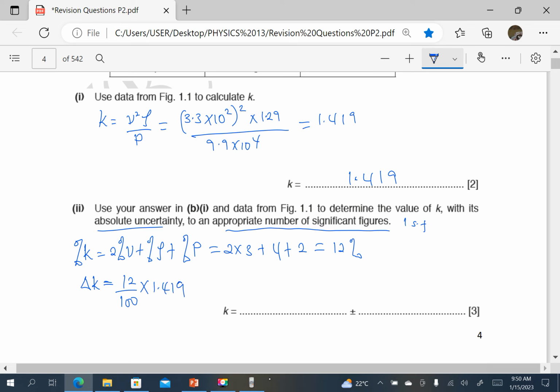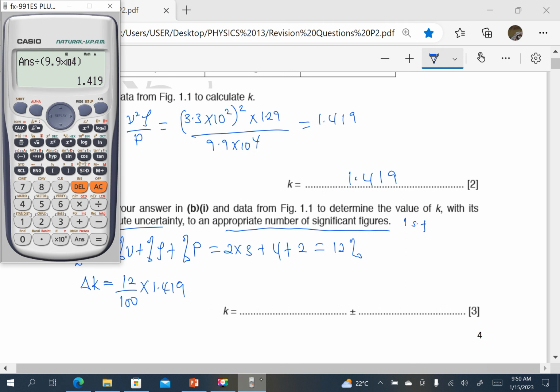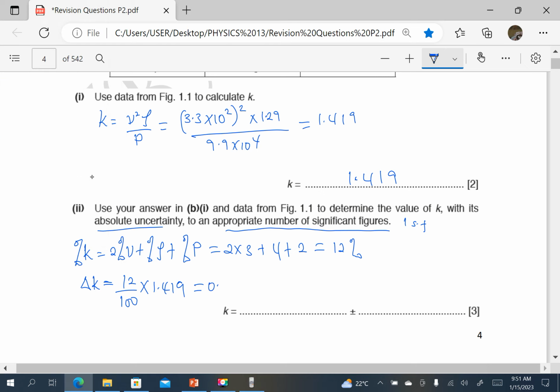1.419. So I'm going to multiply the value of K, which I got there, times 12 divided by 100. And this is giving me 0.17, which is approximately 0.2 to one significant figure, and that is one decimal place. So it means I'll write the value of K to one decimal place since the uncertainty is one decimal place, 0.2. So this will be 1.4 as my value there. So I think that is easy. You can look at it.